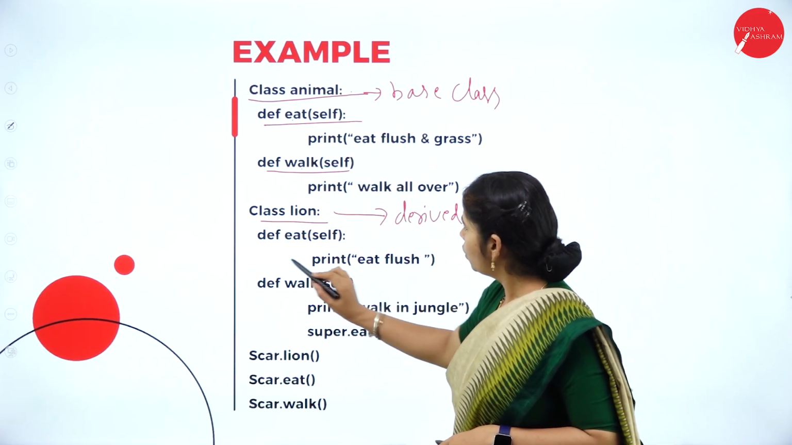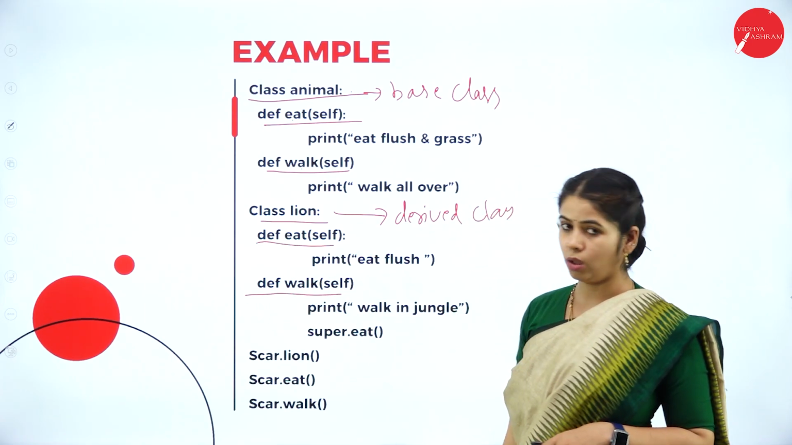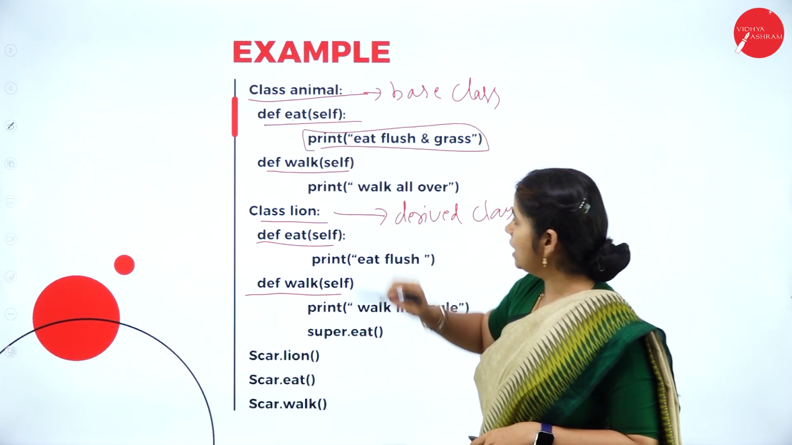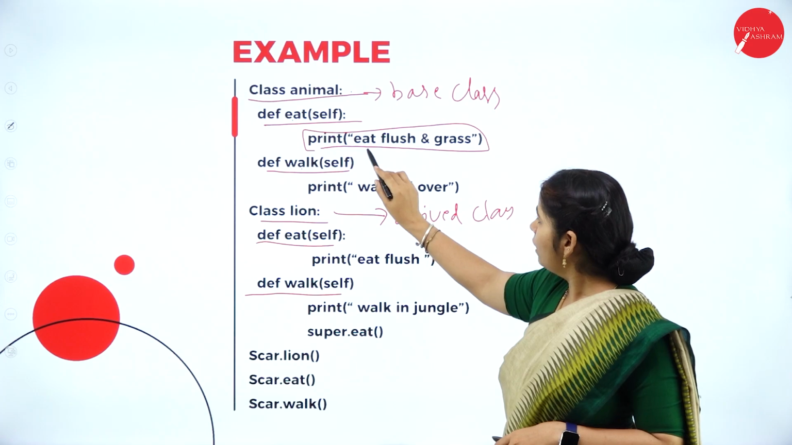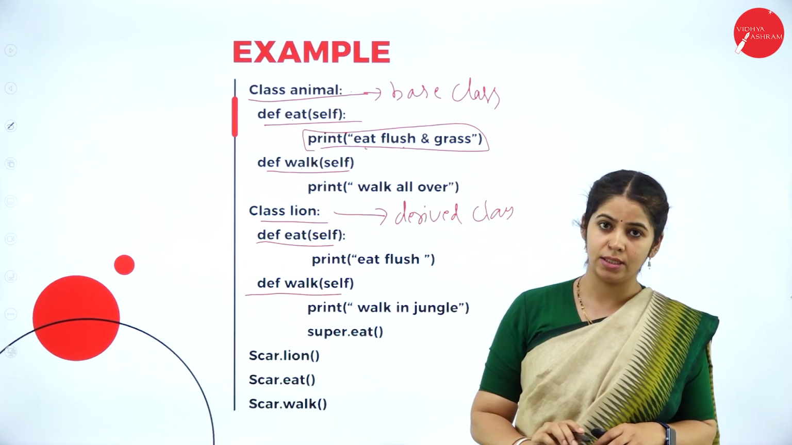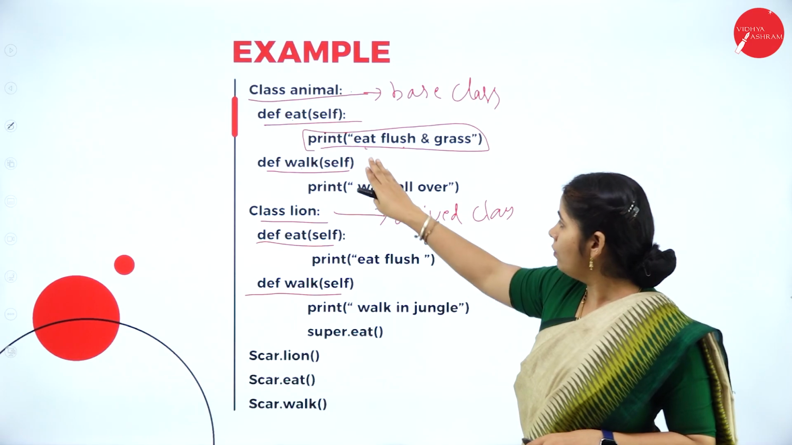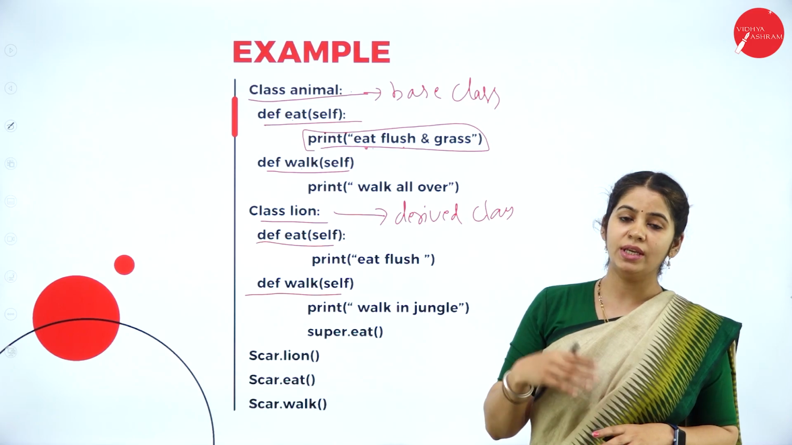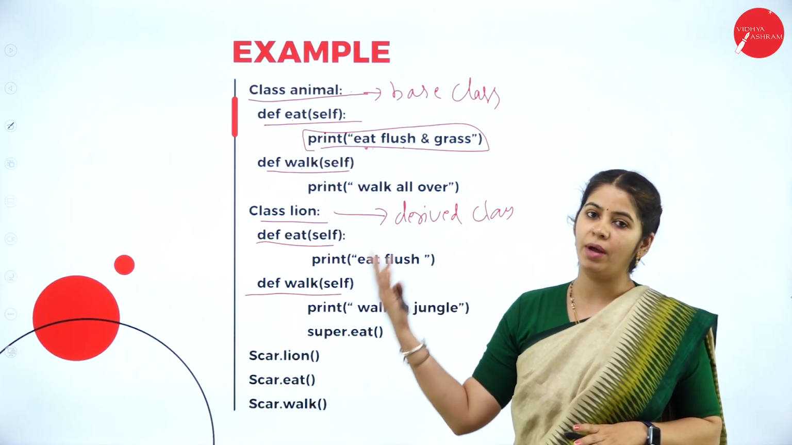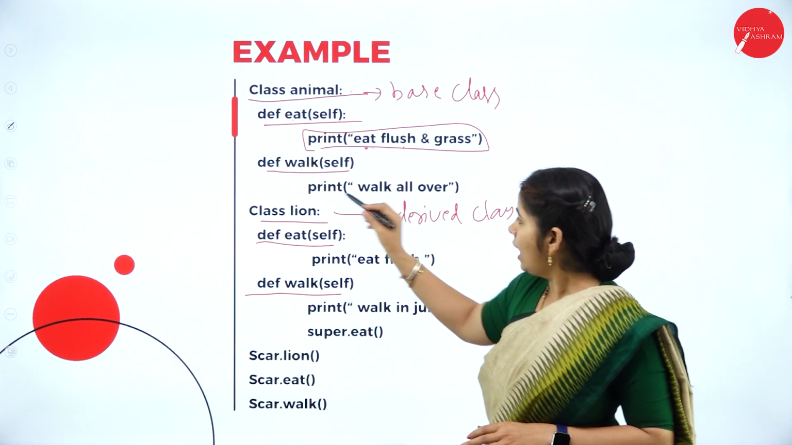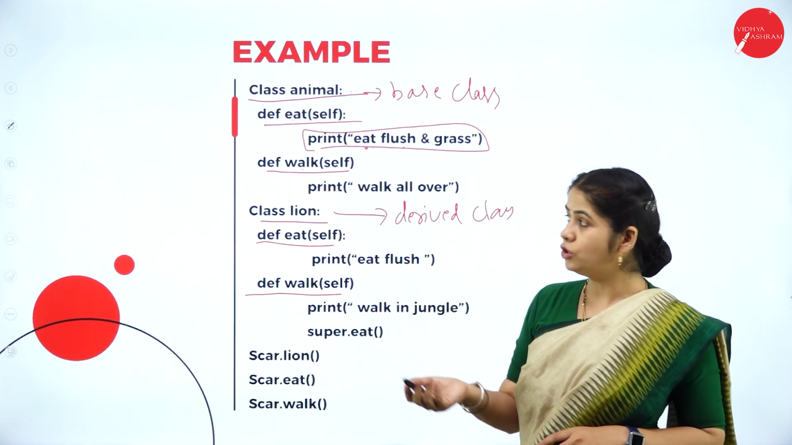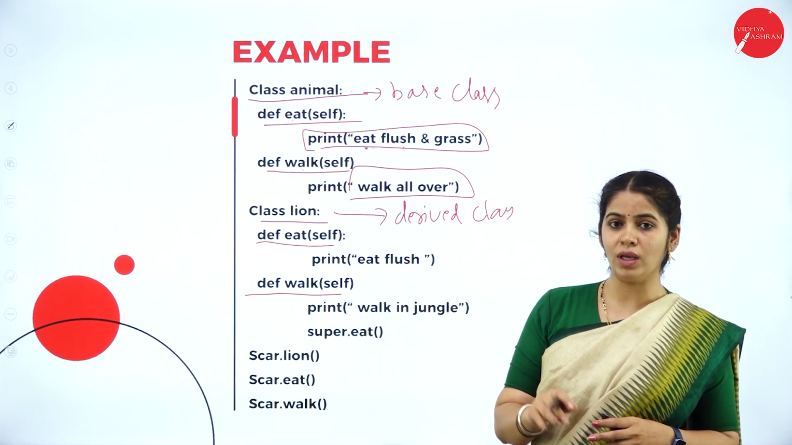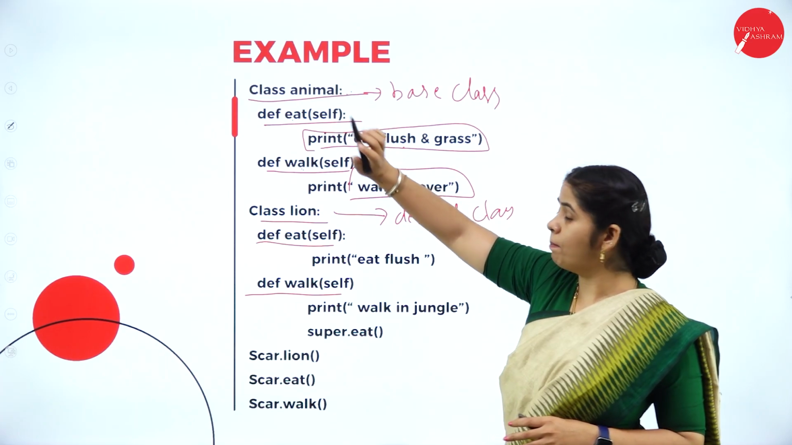So in this also we have the same methods, eat and walk, right? But what is the definition here in the base class? In eat, it will eat flesh and grass, because it is a base class. I'm saying that eat is a method or function of the animal. Some animals can eat flesh and some animals can eat grass also. And walk is one more method or function of the animal. It will walk all over, right? The definition of the function walk with respect to the base class is walk all over.